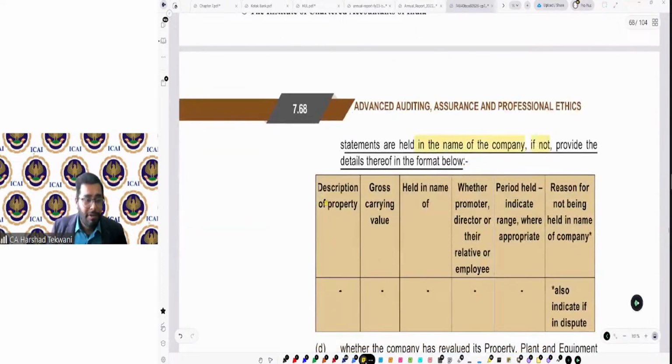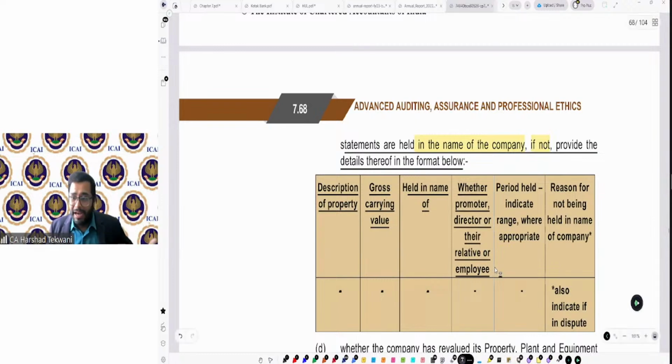Like the description of the property, the gross carrying value, and held in the name of, if it is not held in the name of the company, then whose name it is being held in. Held in the name of, like a director or managing director, or a promoter, or a relative of a promoter or director; the period held, since when it is being held; and the reason for it not being in the name of the company.